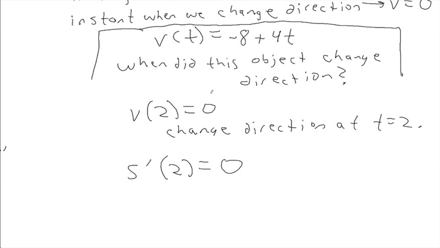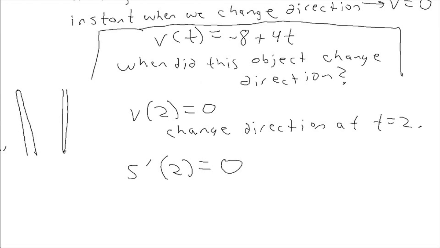But the position function has a maximum or a minimum at t equals 2. Does that make sense? Yep. That actually is just common sense, right? Because if you're changing direction, that looks like this, right? So notice the point where you changed direction, position was at its maximum.